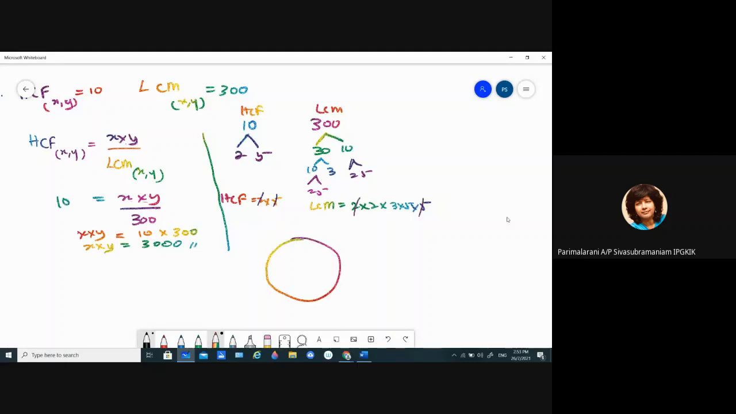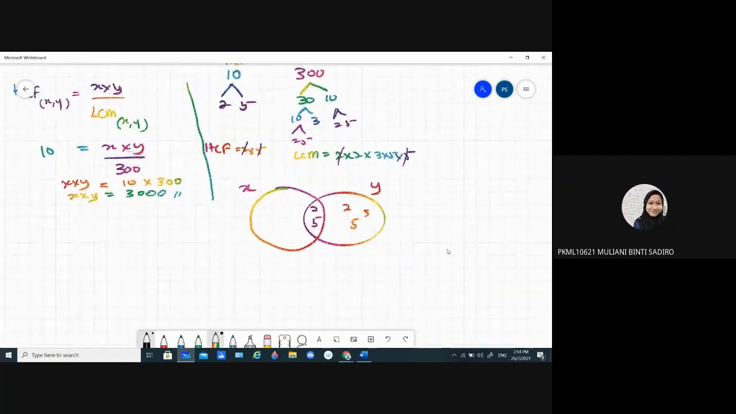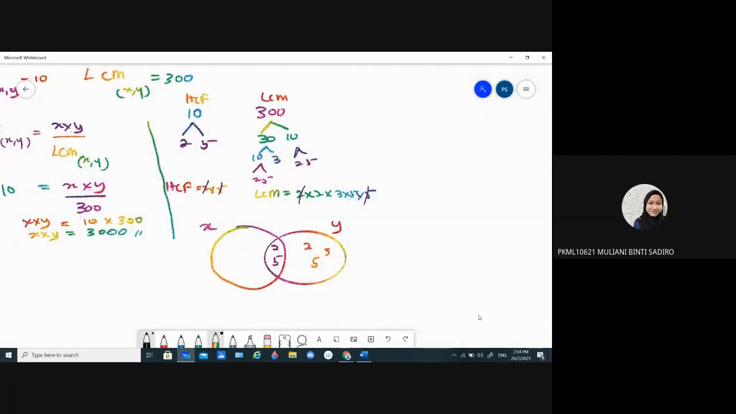Okay, so let's look at the common factors here: 2, 5, 2, and 5. If we drew our Venn diagram, our common factors will be here, 2 and 5. Let's say this is x and this is y. So x will be this and y will be, maybe we can put here 2, 3, and 5. Correct? So what is x and what is y? What's our x value? 10. 10, right? What's our y value?